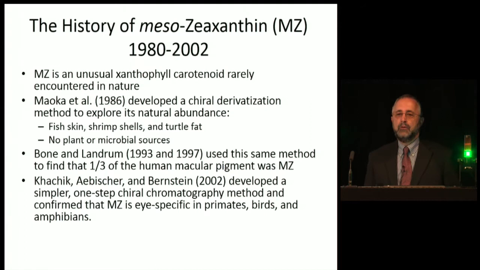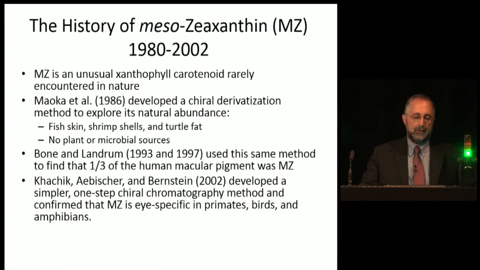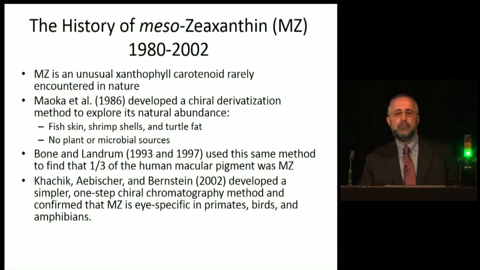And really the most important early paper on this was from Maoka et al., who developed a chiral derivatization method to explore the natural abundance of meso-zeaxanthin. This was a somewhat cumbersome method. It required chemical derivatization, which is always a bad way to do any real quantitation and to do large numbers of samples. But he was able to find that fish skin, shrimp shells, and turtle fat were some of the sources of meso-zeaxanthin. But he really didn't find any significant plant or microbial sources.